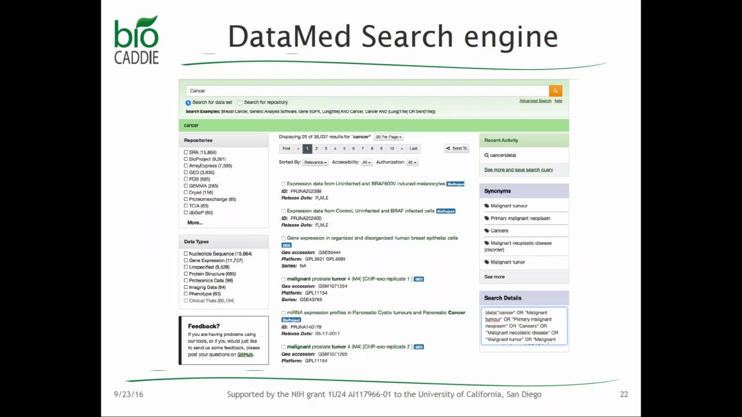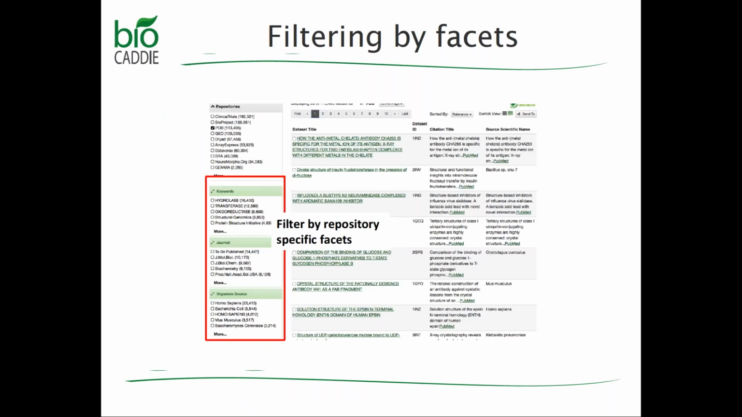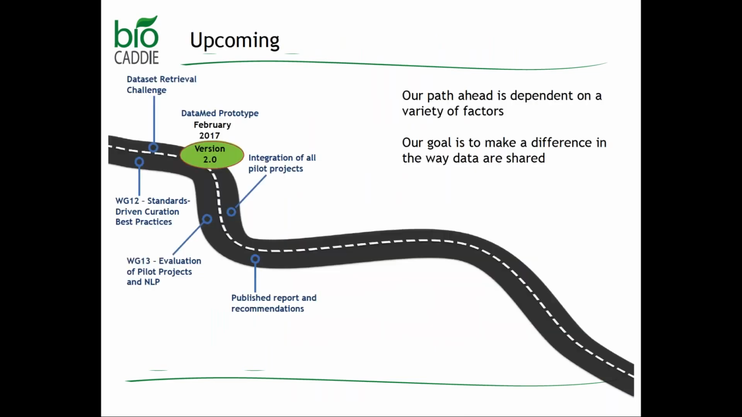And here we have the Datamed search engine, how it looks. I encourage you all to go to datamed.org and try it out for yourselves. You can filter by facets, by data type, by repository, by accessibility and authorization. Keep in mind that in order to filter by accessibility, we do need to have the metadata about that, and that's what one of our working groups has focused on. We can, again, filter by repository, specific facets, and so on.